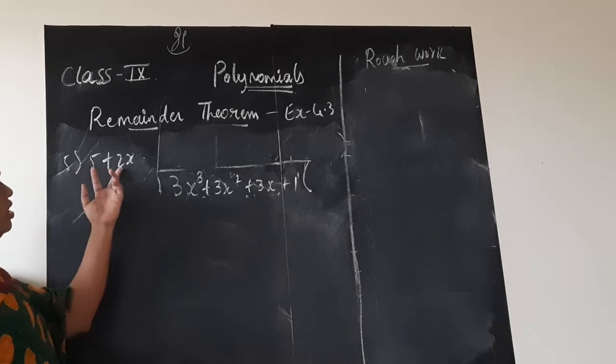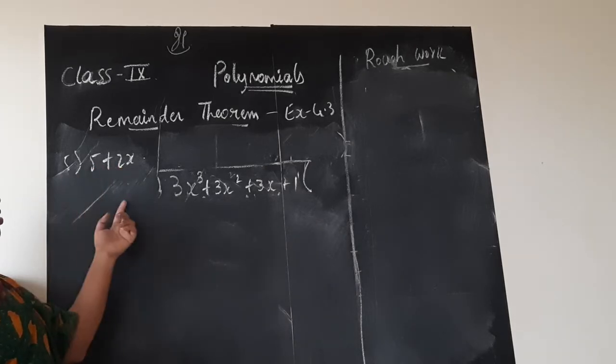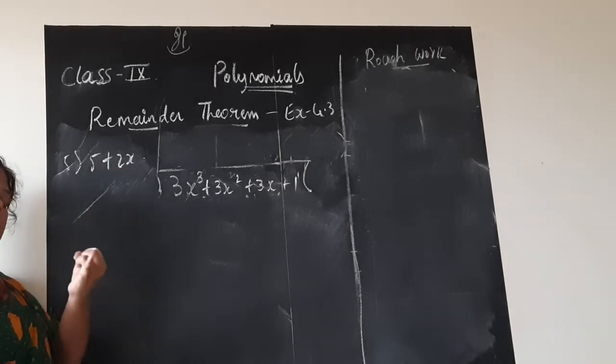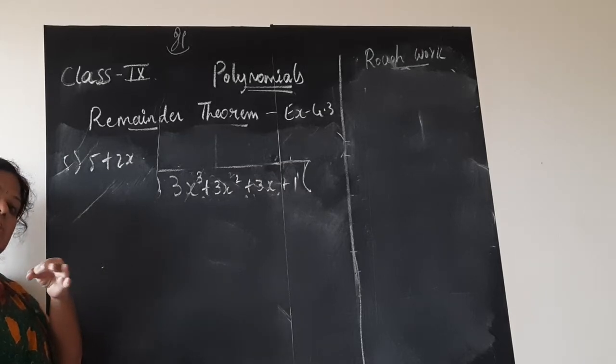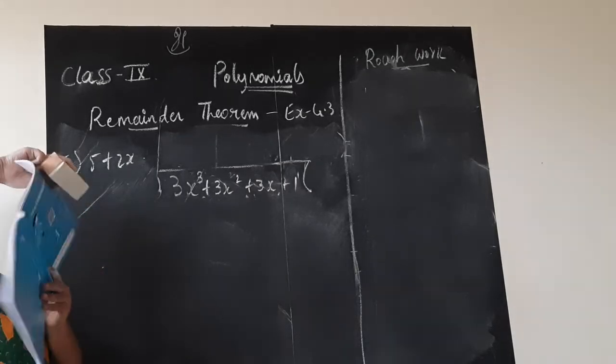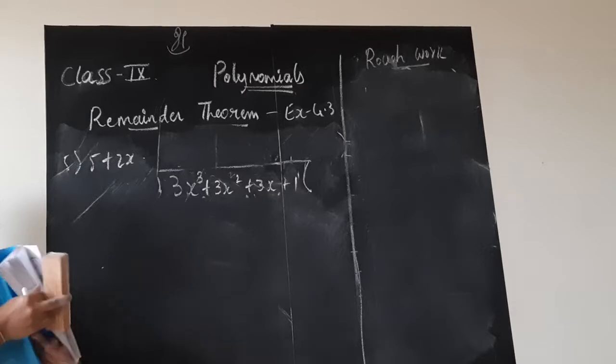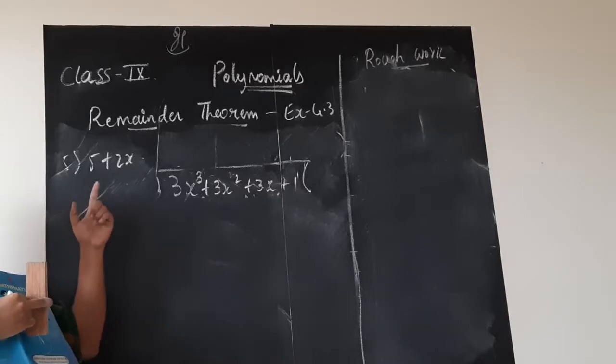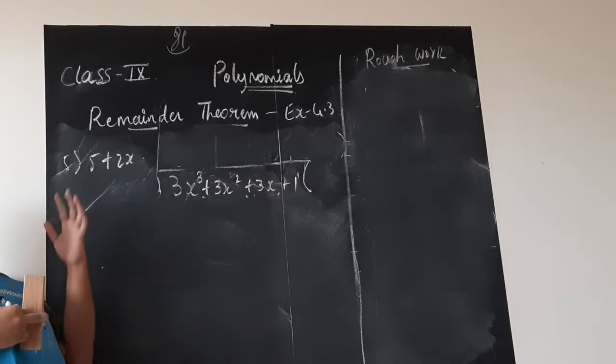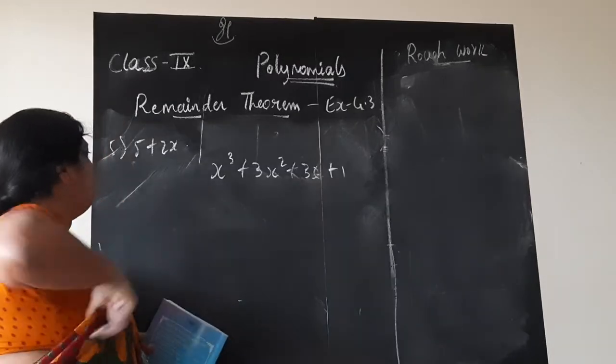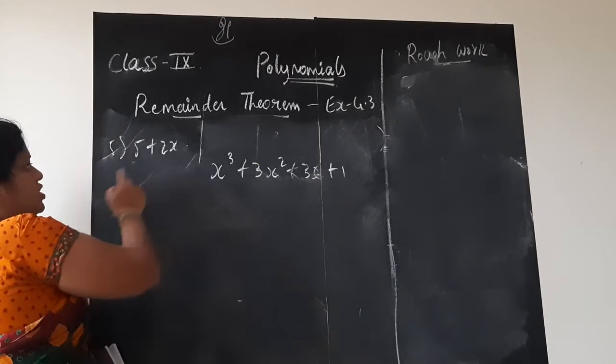Look at 5 plus 2x. In all the problems we solved till now, like x plus pi, x minus pi, the first problem was x plus 1. Everywhere the variable was written first, followed by the constant. But here, in the fifth question, 5 plus 2x is given.